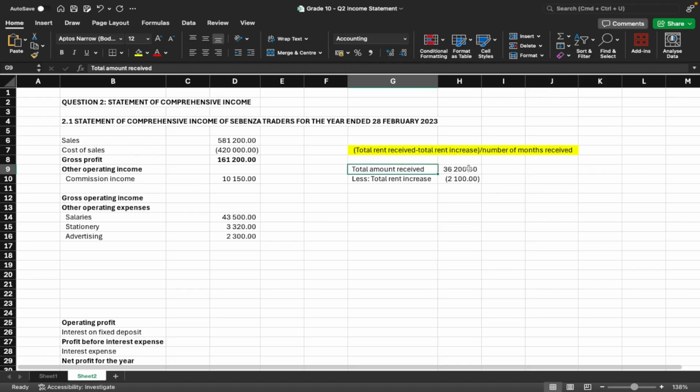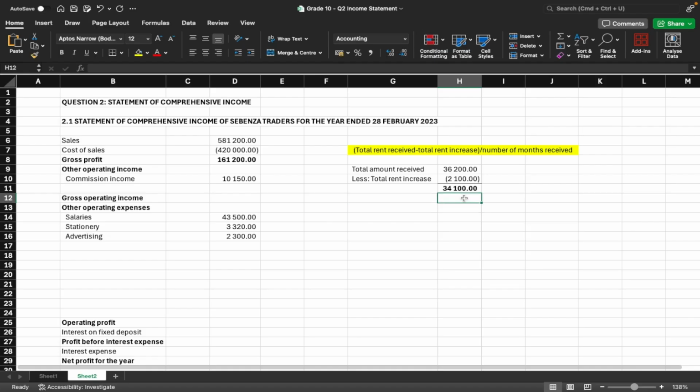Okay, so total rent received 36,200 less total rent increase 2,100, which we got by taking 300 rand times the 7 months for which the increase took place. Okay, and then I'll get my amount here, 34,100 rand. Now what do I know? I know that this is how much rent I would have received in total if I didn't increase my rent at all.